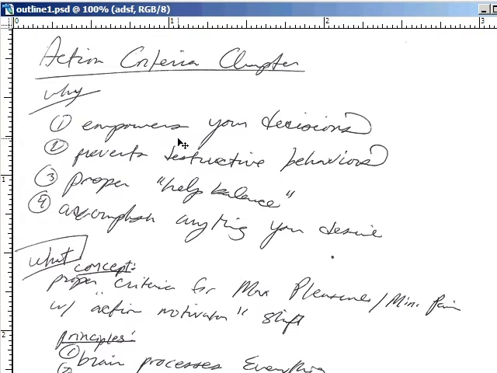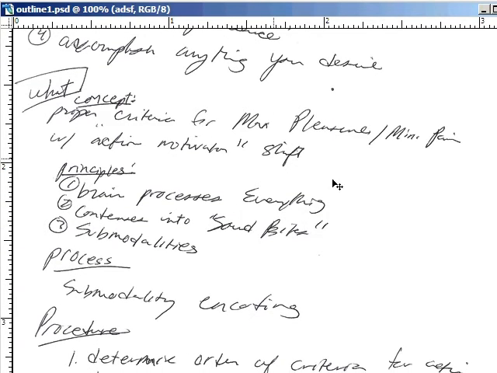I'm going to talk about in that section that when I open up the chapter, it's going to tell them what I'm about to tell them on the action criteria: how it will empower their decisions, prevent them from making destructive decisions, give the proper help balance for others, and help them accomplish anything they desire. So once that's said, then I'm going to give them the main concept. What I've written down here in my notes is proper criteria for max pleasure, min pain with action motivation shift.